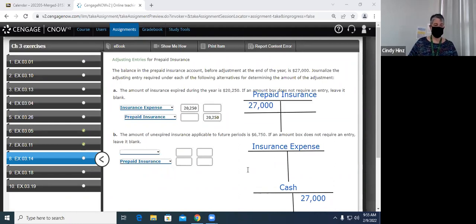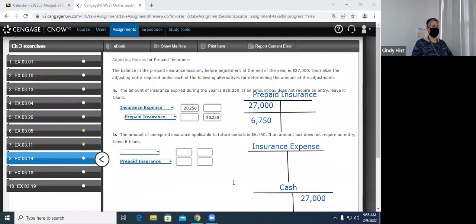For part B, we're going to start from here. And instead of telling us how much had lapsed in part B, it tells us how much we have left. Again, you have to be very careful to recognize what's being told to us. The amount of unexpired insurance for future periods, so that's the part that should still be an asset for us, is $6,750. So in part B, they're telling us how much we have left.